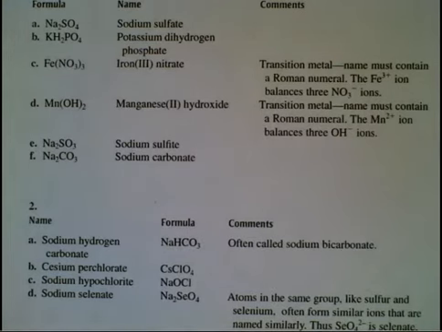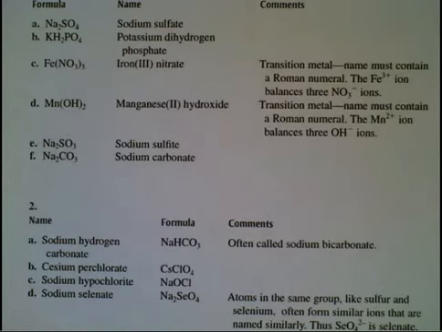All right, for number one, we have A through F. A is Na2SO4. The name here is sodium sulfate. Sulfate is the polyatomic ion, and sodium is the metal that it is ionically bonded with.